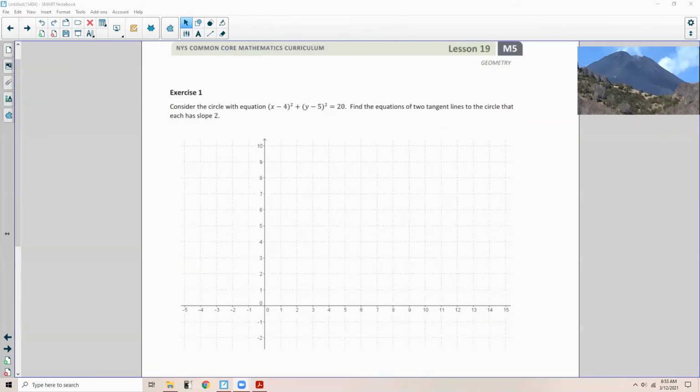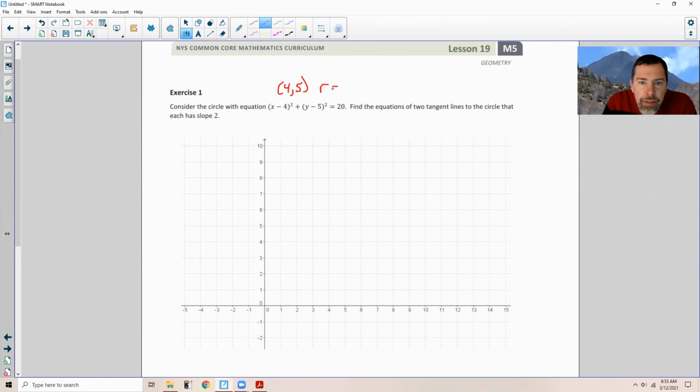Okay, page 3 brings us to exercise 1. Consider the circle with equation (x minus 4) squared plus (y minus 5) squared. So that is centered at (4, 5). Radius equals the square root of 20. That is irrational, so we can't just draw it. Find the equations of 2 tangent lines to the circle that each have a slope of 2.